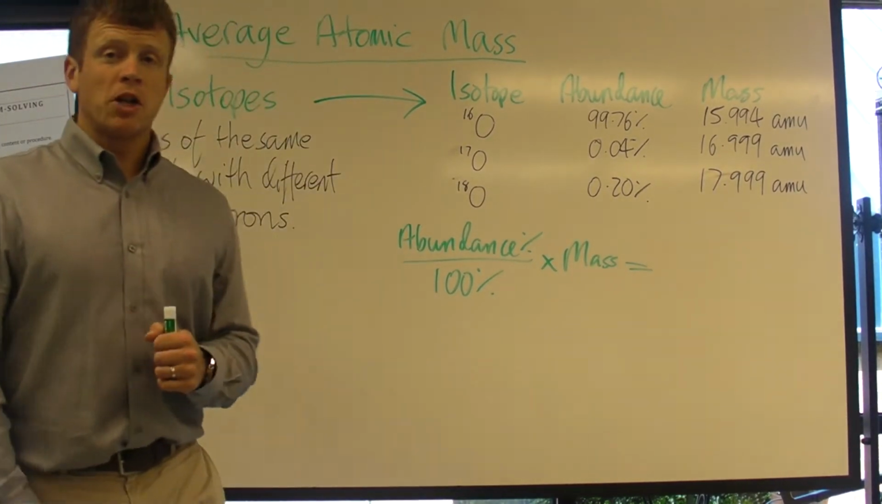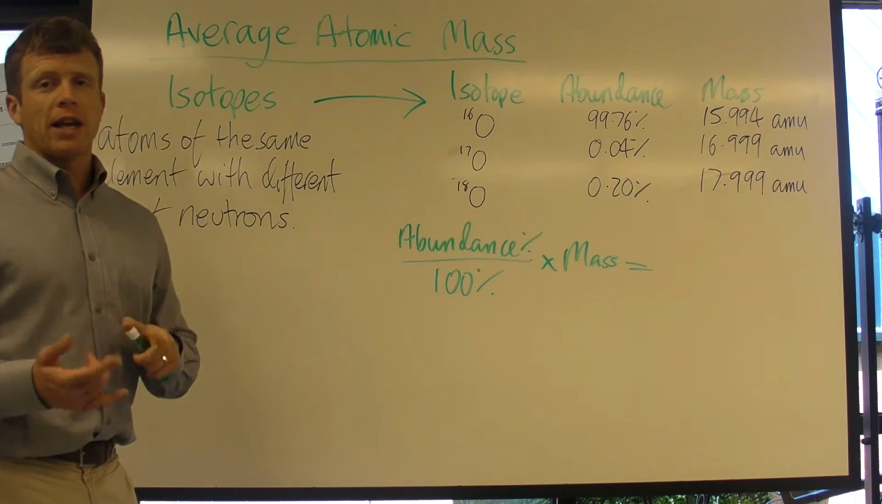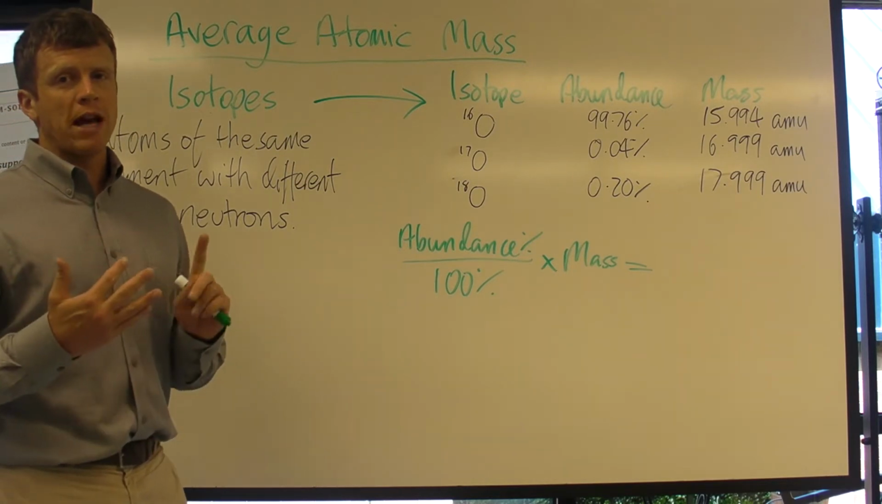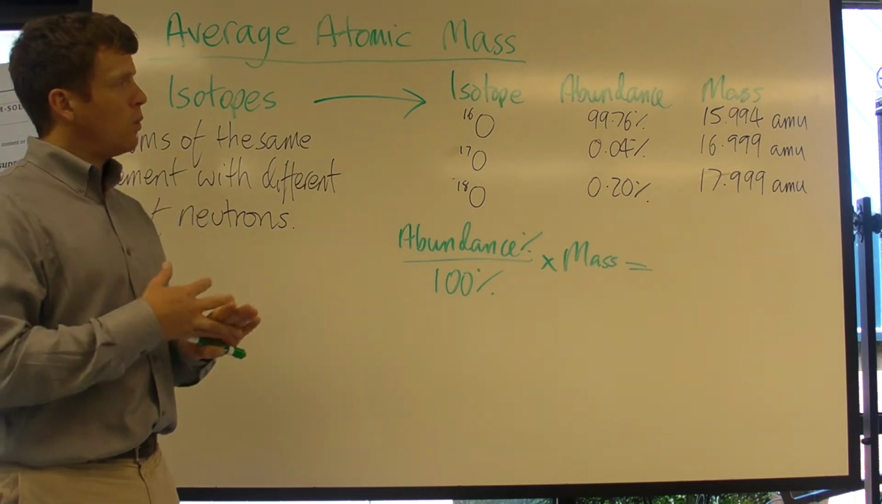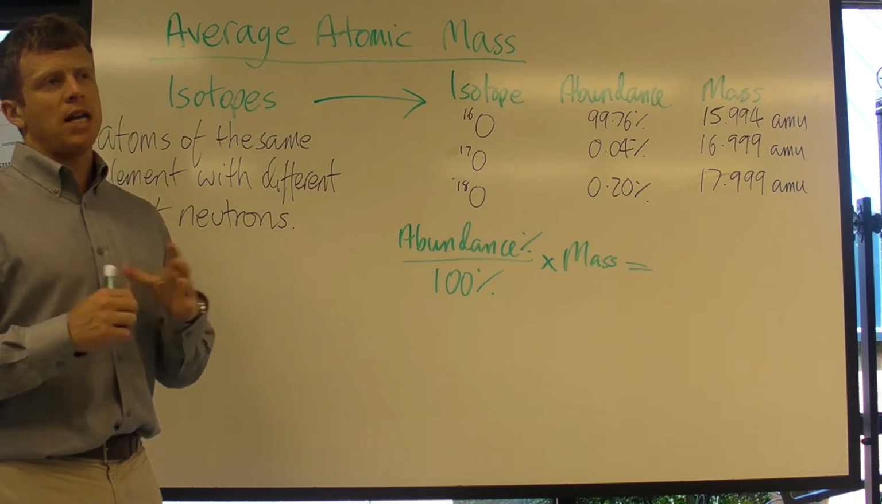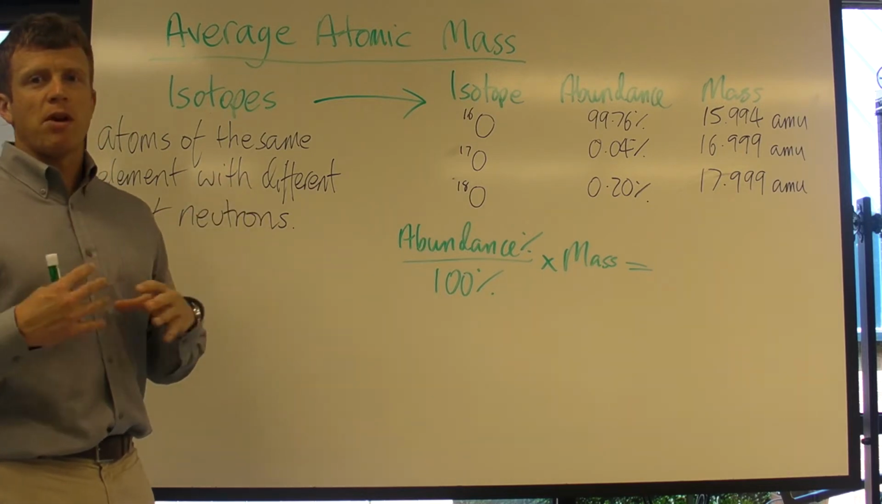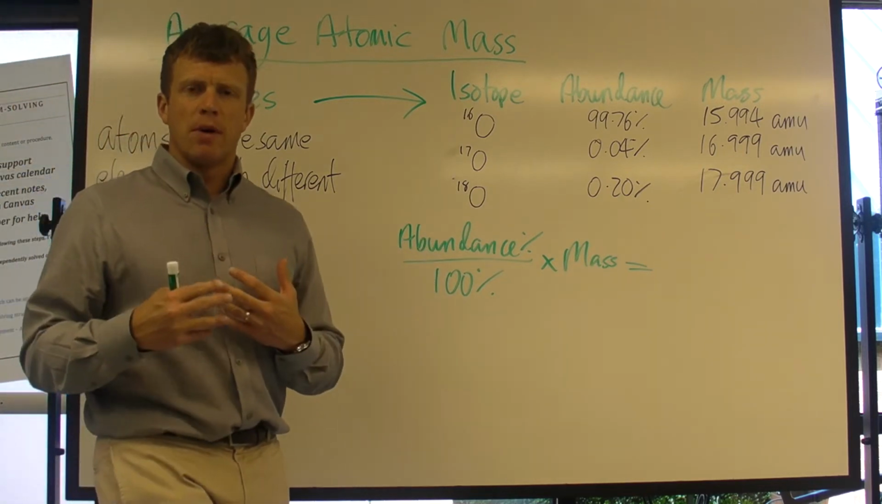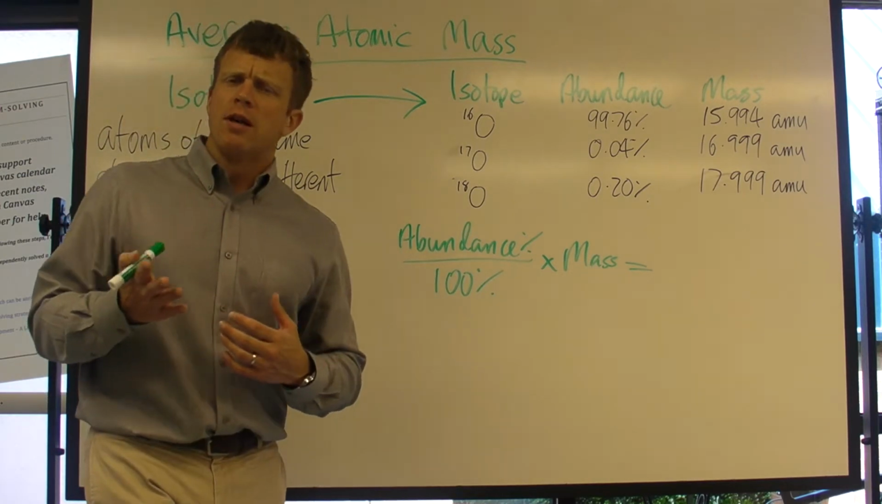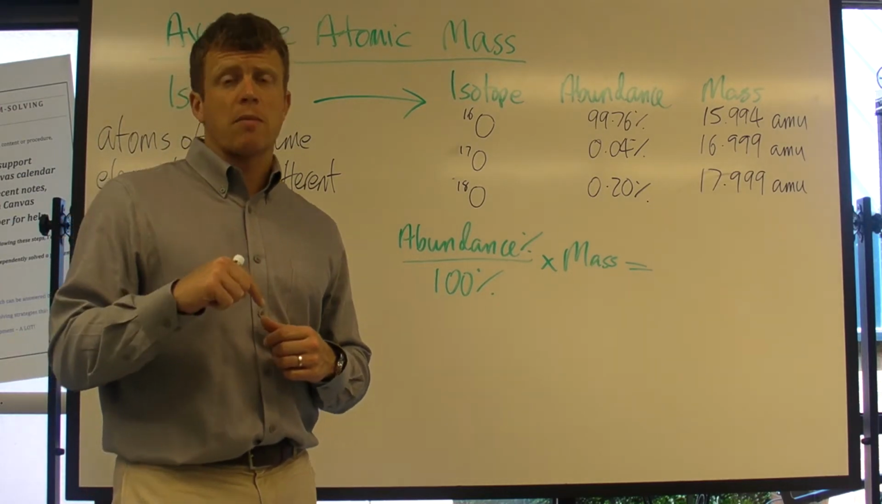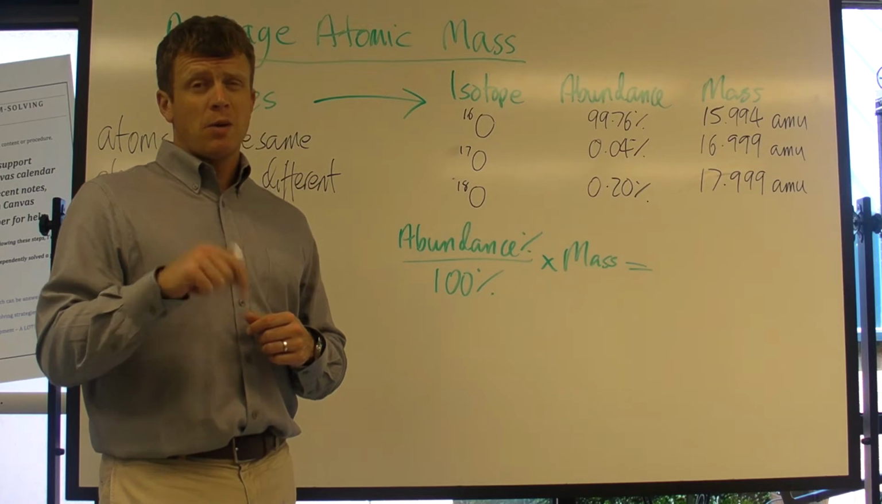So in this video I'm going to go over how to calculate average atomic mass. We'll also recap the definition of an isotope. We'll also answer the big question: why is the average atomic mass from the periodic table a decimal number? If you want to work out the number of neutrons and you subtract the atomic number from the average atomic mass, you end up with a decimal.